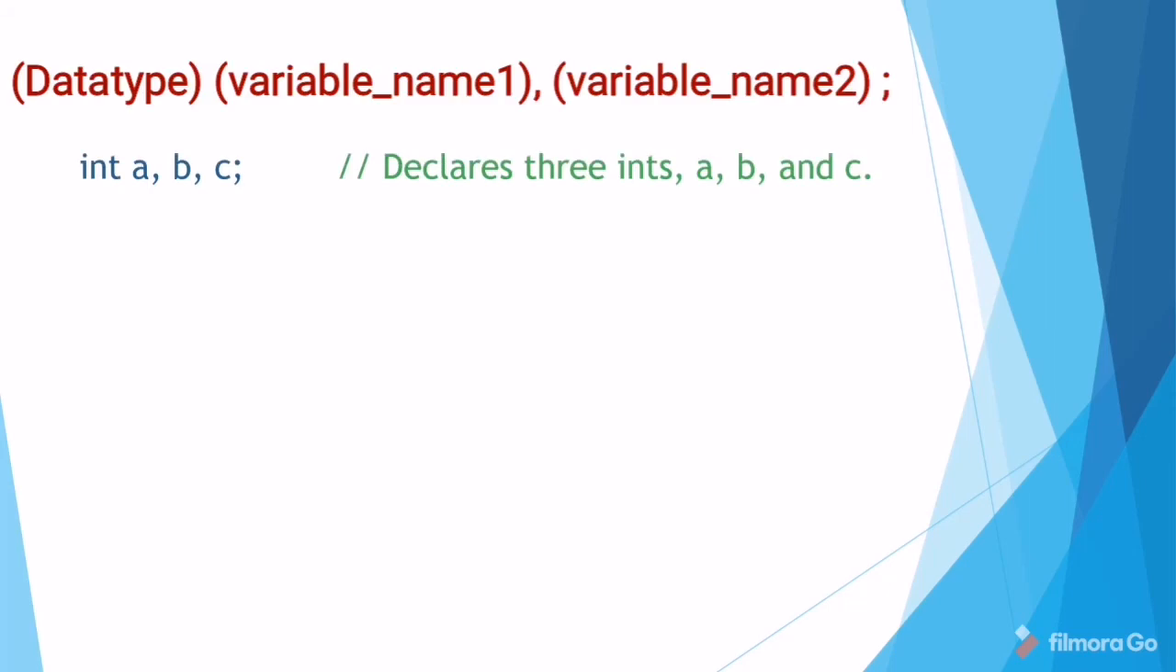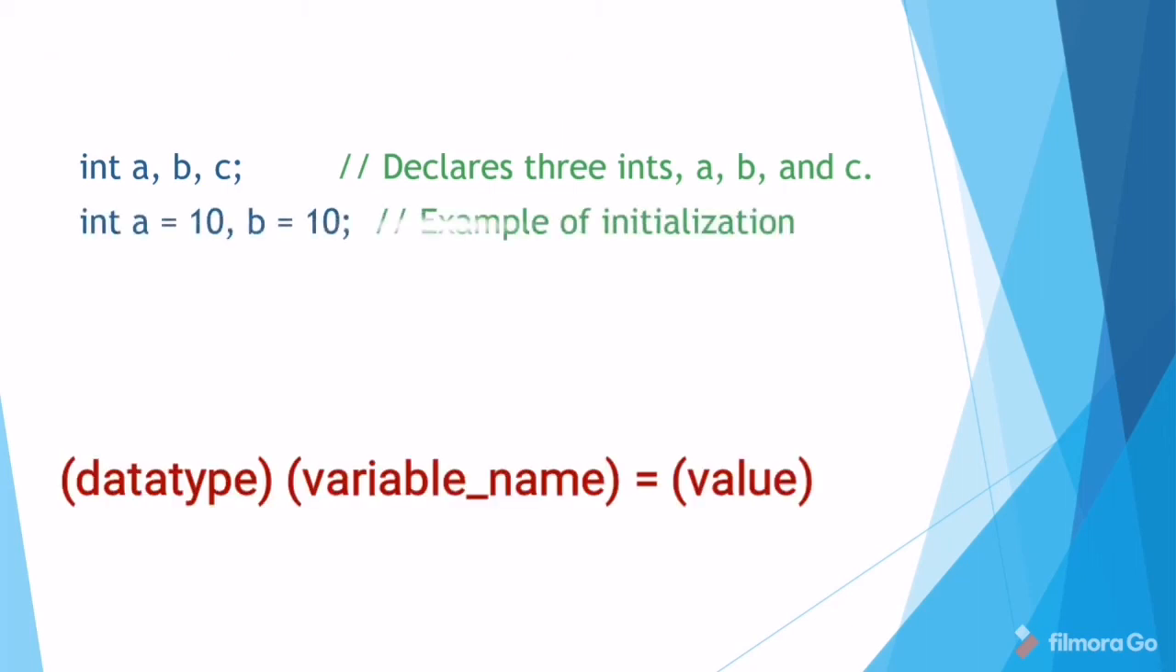Let's see one example of how to declare those data types. int a, b, c. We can declare 3 ints at once, we can use commas and declare that. So here a is a variable and int is a data type. Then int a equal to 10, b equal to 10. If you are keeping the equal to sign, it is like assigning that value to this variable.